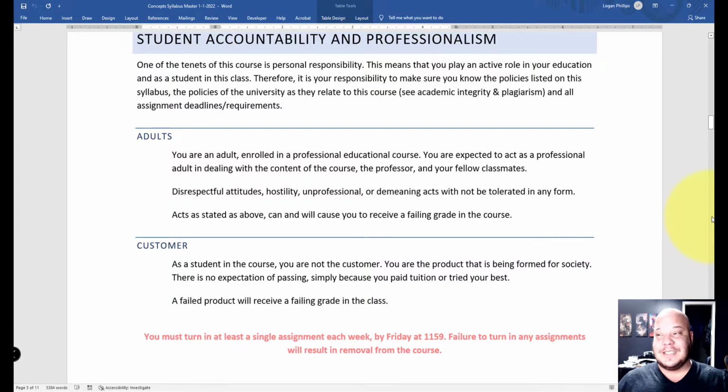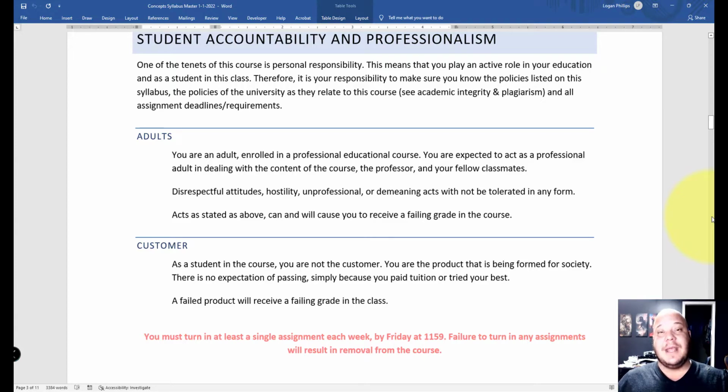Disrespectful attitudes, hostility, unprofessionalism, or demeaning acts will not be tolerated in any form, way, or shape. If you are disrespectful to me, if you're disrespectful to your fellow colleagues, if you're disrespectful to the university, we're going to have a substantial issue. If you're hostile or threatening, we will involve the legal authorities, we'll involve the police department. We will take care of that and nip it in the bud immediately.